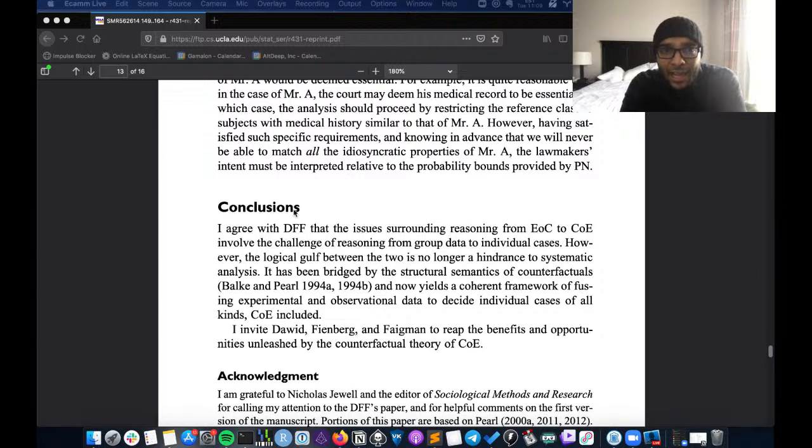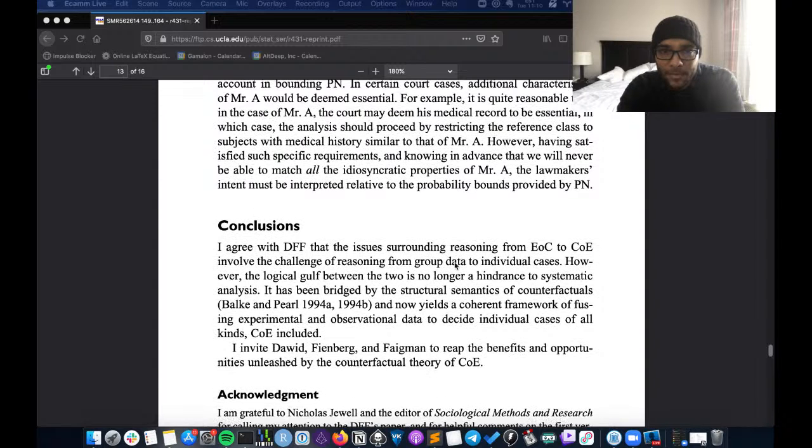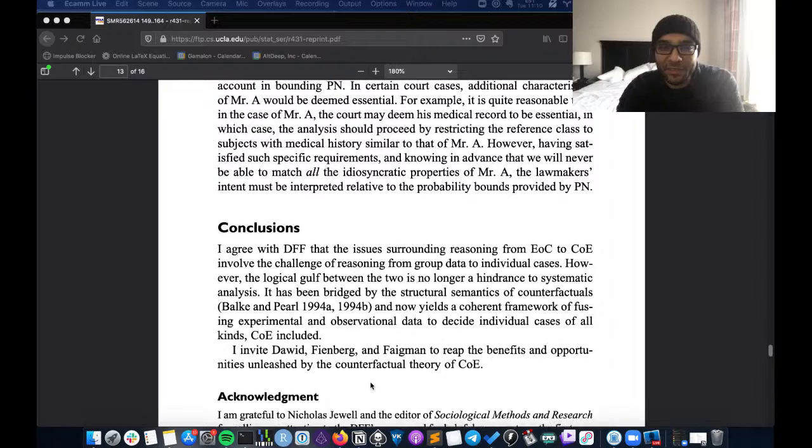I agree with DFF that the issues surrounding reasoning from effects of causes to causes of effects involve the challenge of reasoning from group data to individual cases. However, the logical gulf between the two is no longer a hindrance to systematic analysis. It has been bridged by the structural semantics of counterfactuals, and now yields a coherent framework of fusing experimental and observational data to decide individual cases of all kinds. I invite DFF to reap the benefits and opportunities unleashed by the counterfactual theory of causes of effects.